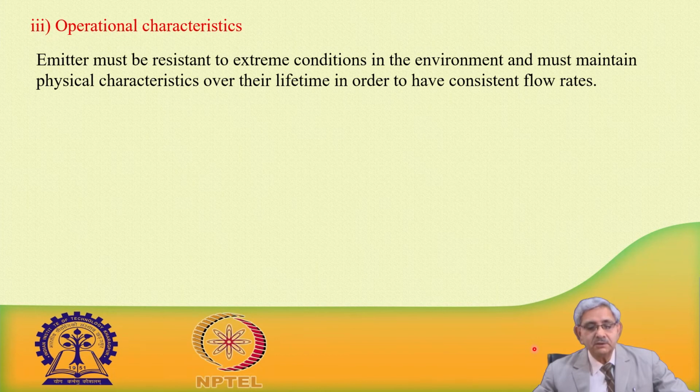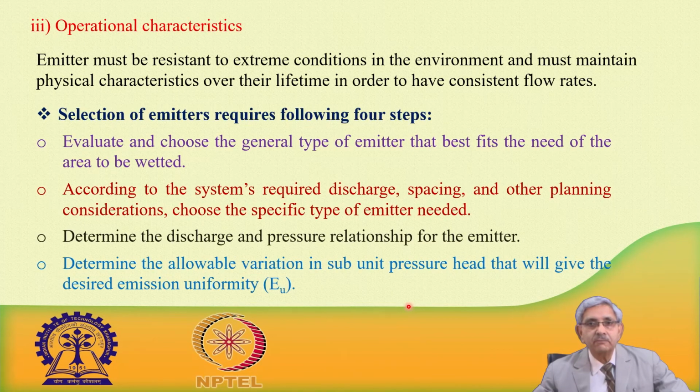Regarding operational characteristics, the emitter must be resistant to stream conditions in the environment and must maintain its physical characteristics over its lifetime in order to have consistent flow rates. So, one has to evaluate the emitters which best fit the need, with the area to be weighted according to the systems required, and then the spacing and planting considerations choose the specific type of emitter needed.